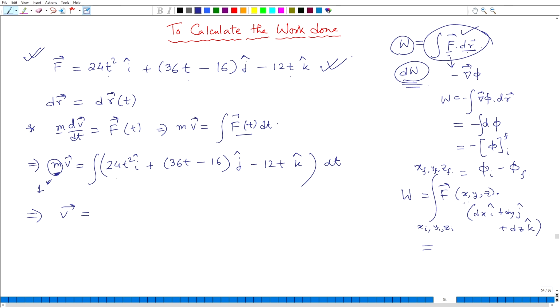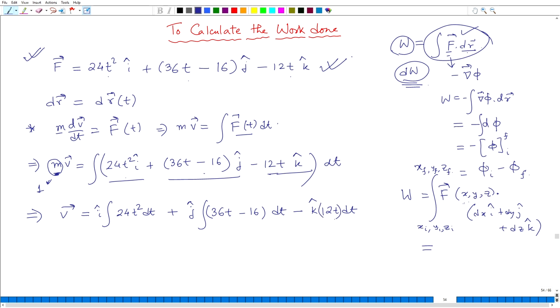Now you see this is a vector integration. It has 3 parts, but the 3 parts are independent. So, I just write the unit vector for each part. I cap will be multiplied with the integration of 24 t squared dt, plus j cap times the integration of (36 t minus 16) dt, and finally minus k cap, you will have the integration of 12 t dt.